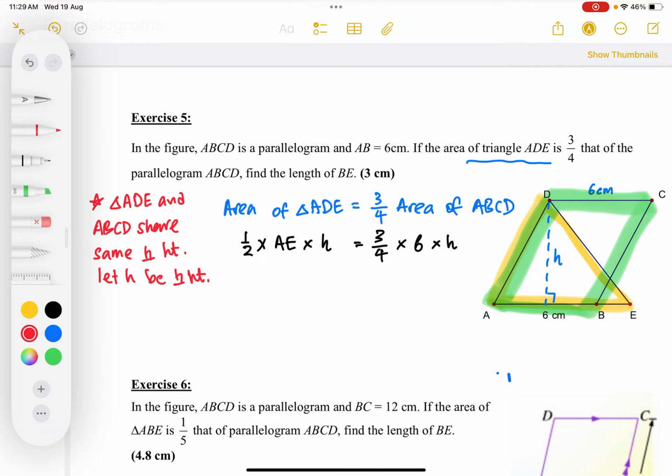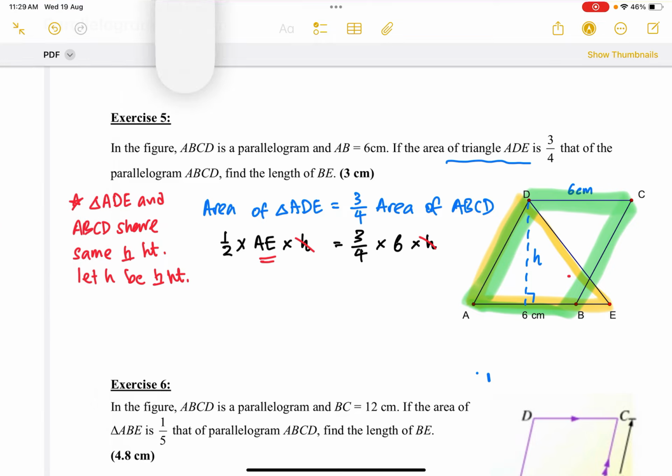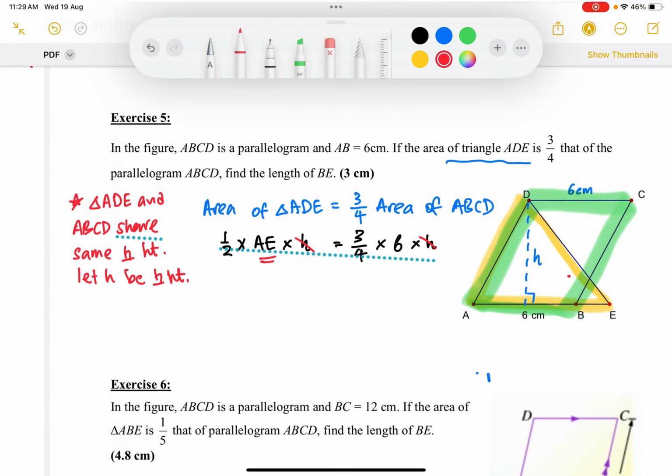At this point, we are happy to see this because we can divide both sides by H. It doesn't matter what H is. They're going to be the same. We're going to divide them away. Okay, now from here we are able to eventually get our AE value, because that's the only unknown now.